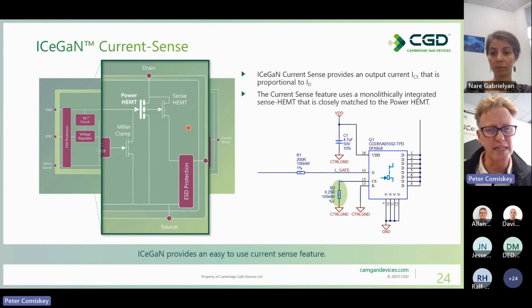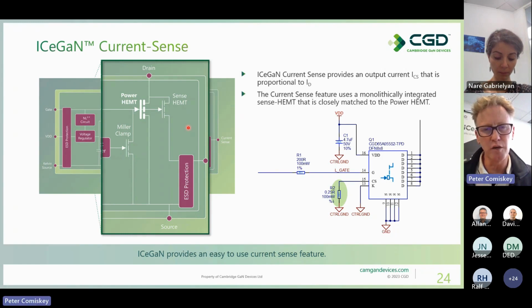One additional benefit, just to highlight while I'm on this page, is that because the power HEMT and sense HEMT are both monolithically integrated, the thermal disparity between the two is extremely small. So they track each other very nicely when it comes to normal variation over temperature. As the power HEMT RDS(on) changes with temperature, which happens in ICeGaN as it does with all GaN devices, you will see a corresponding change in the sense HEMT, and therefore the tolerance over temperature is very, very good.